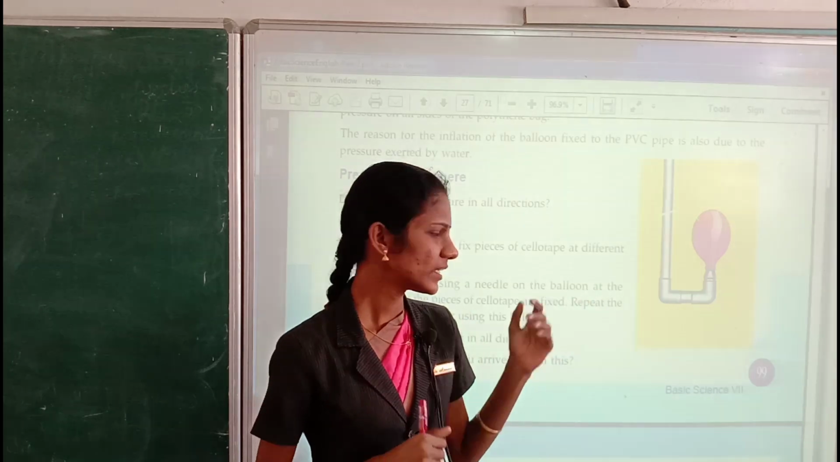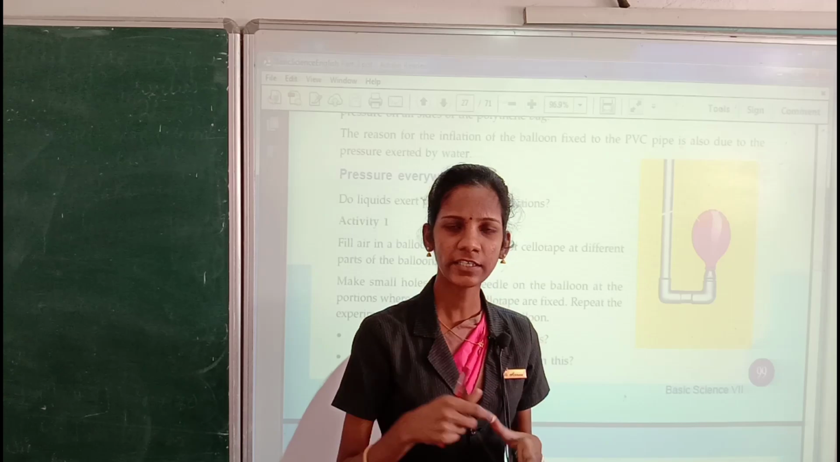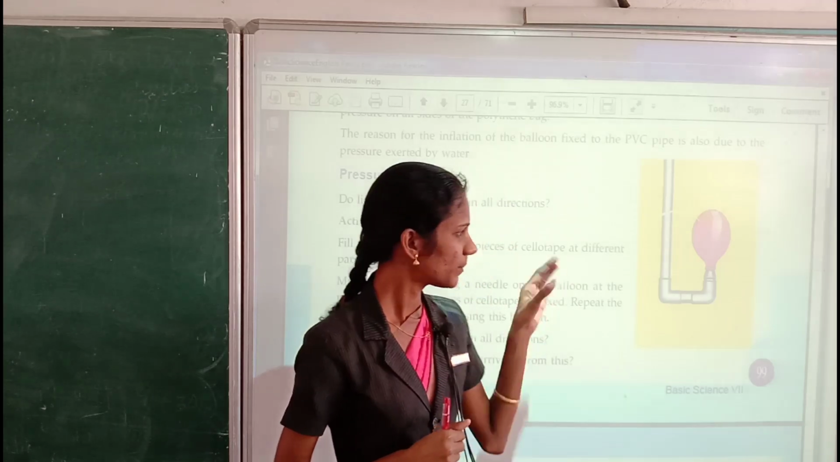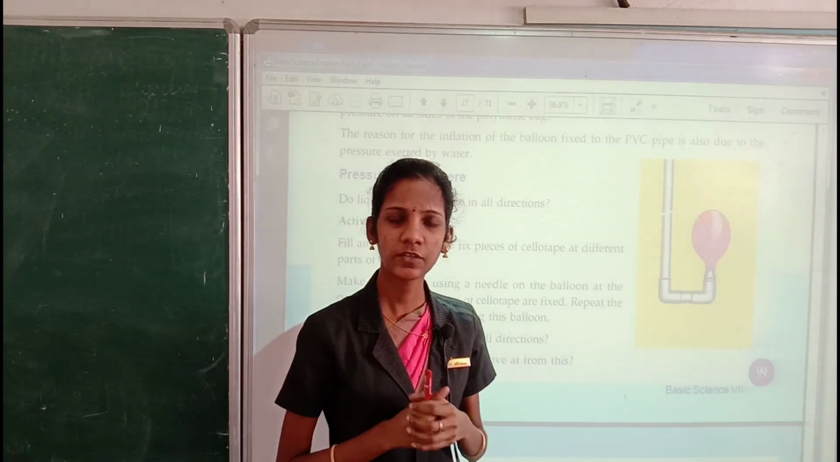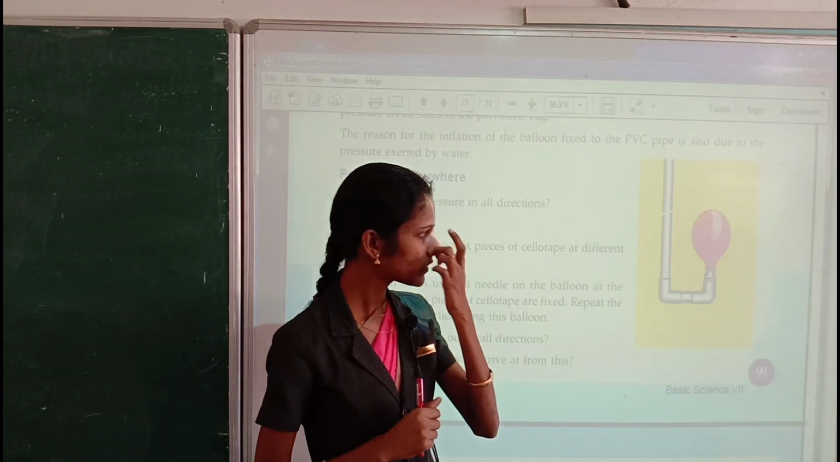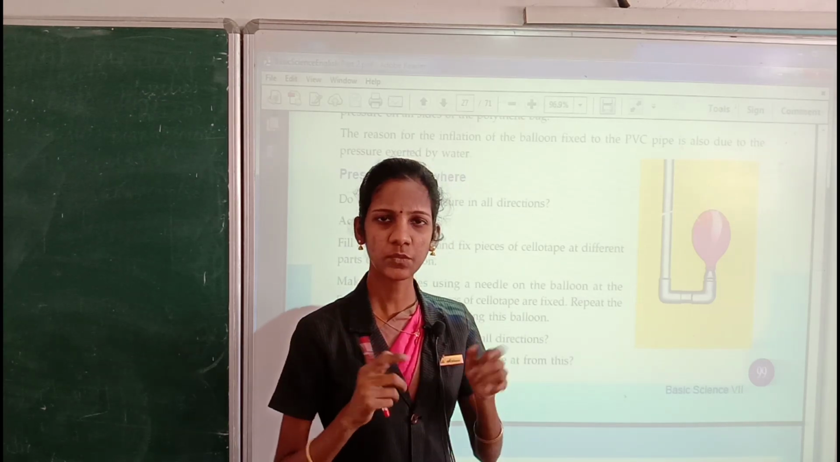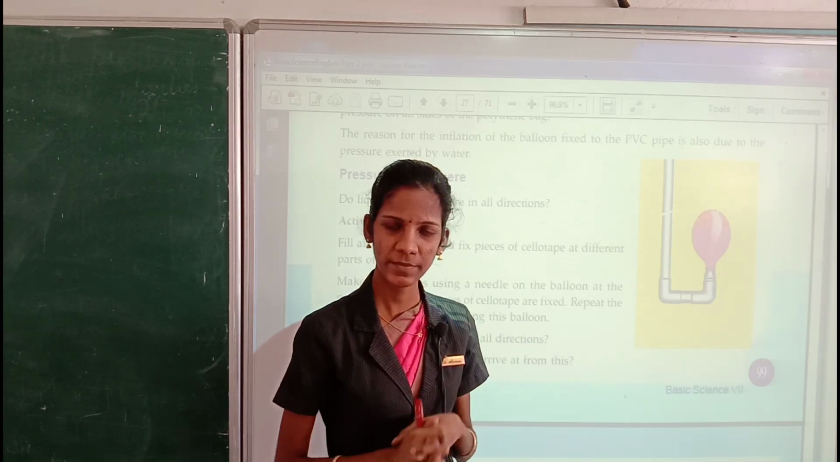Okay, did you see this picture children? Here you can see an L-shaped pipe with a balloon at its free end, isn't it? And the balloon as well as the pipe is filled with water, isn't it? Along with this you can see the holes made in different directions on the balloon, isn't it? Through those holes water is expelling out. Did you see this picture children?